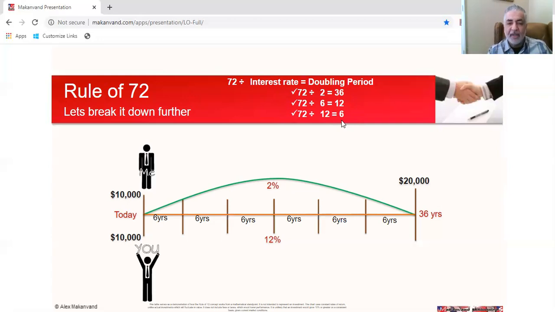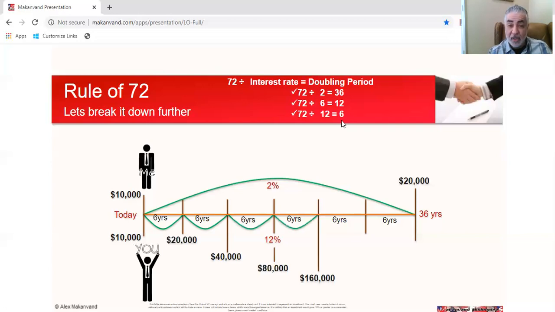So watch what's going to happen. Your money in the first 6 years is going to do what? It's going to double, right? Rule of 72, money doubles every 6 years at 12%. So now you already have $20,000. You have the same money that I had after 36 years, now within 6 years. Now look at the next 6 years. Your money is going to double again into $40,000. Next 6 years, double again into $80,000. Then double again, $160,000, double again, $320,000, and double again into $640,000.